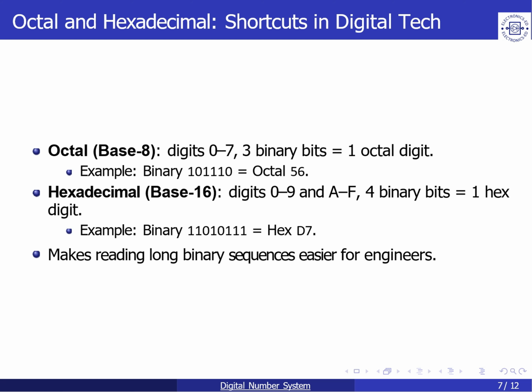The hexadecimal system is base 16, using digits 0 to 9 and letters A to F. Every 4 binary bits become a single hexadecimal digit. For example, binary 11010111 is hex D7. These shortcuts make handling and reading long binary sequences much faster and clearer for anyone working with digital systems.